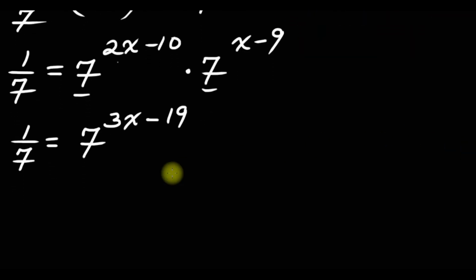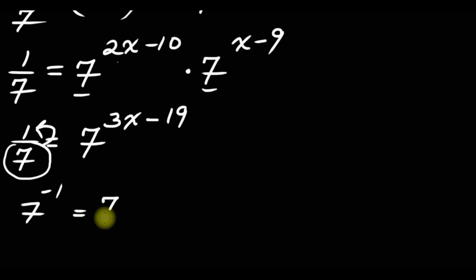Step 2 is to rewrite the equation so both sides have the same base. Okay, so here we got to get both of these to base 7. And I can do that with the 1 over 7 to the x. That's 7 to the negative 1, because here you have 7 to the first power. So when you bring it up to the numerator, the exponent becomes a negative 1. And then equals 7 to the 3x minus 19.